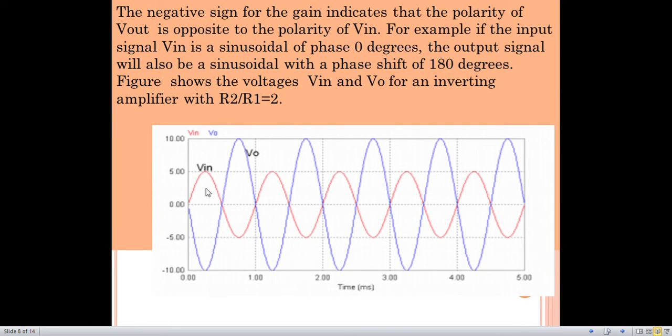In this graph, the red line shows our input curve and the blue line shows our output curve. We can clearly see that input and output have a phase shift of 180 degree. Along with this, we can also see that our output wave is amplified as compared to the input wave.